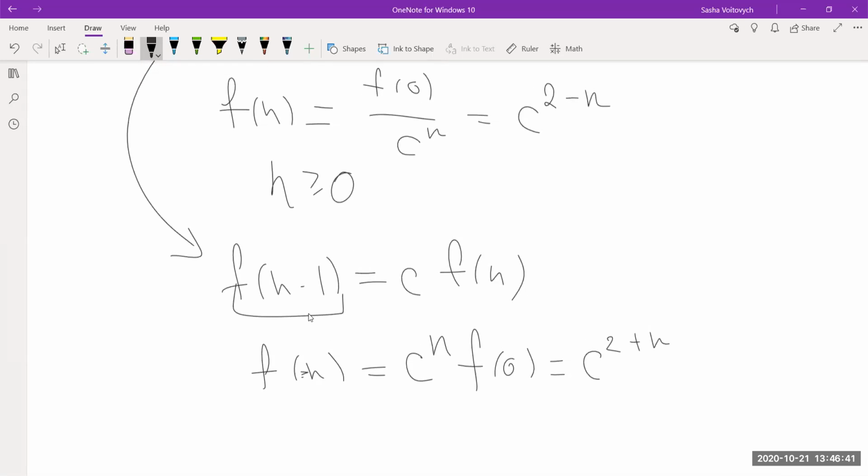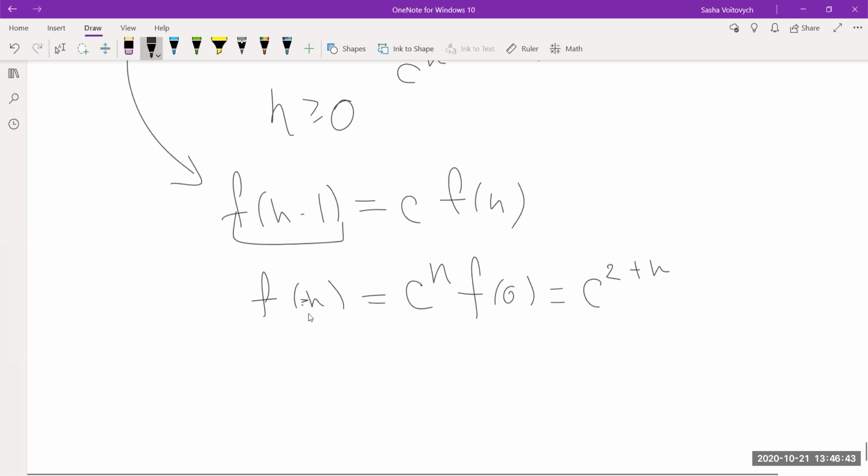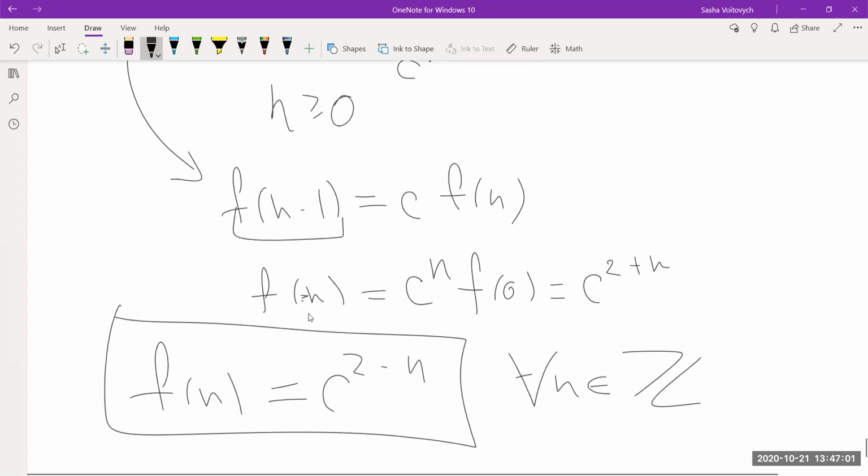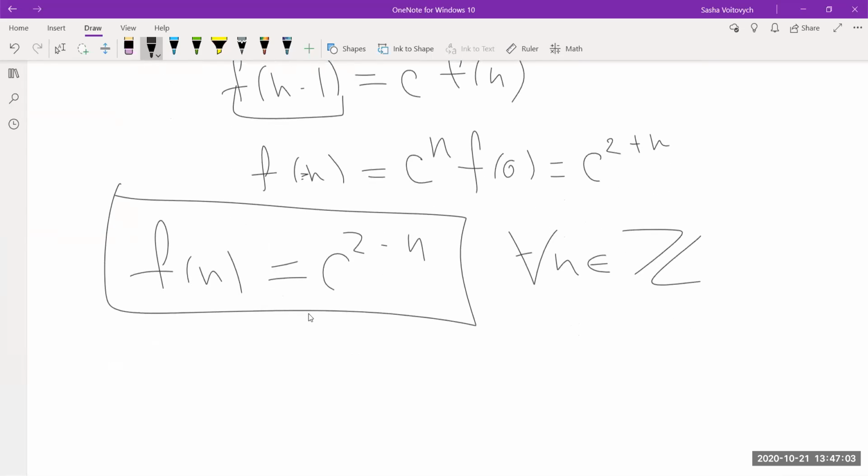So then f(n) is equal to c to the power 2 minus n for all integers n. Okay, I hope this is clear how we obtain this. So now we have values at all integer points. We're going to figure out the rational points now.